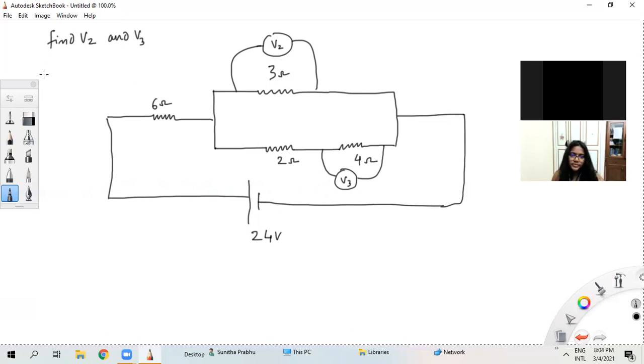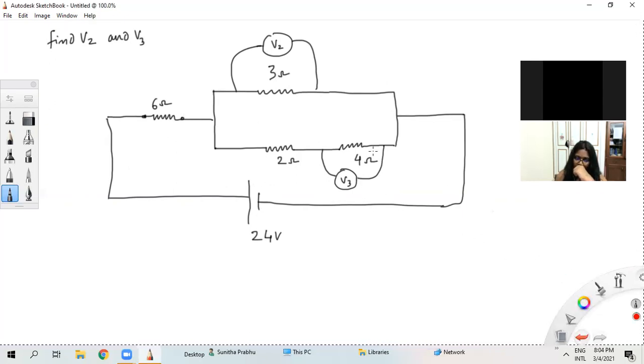So V2 will be 24 itself. Sorry, V2 will be 24. Take it slow. See, that is one of the things. See, these are not the only elements of this. You have this fellow also, no? And this fellow is in series with these guys in parallel. This guy is one block. This block and this fellow are in series.